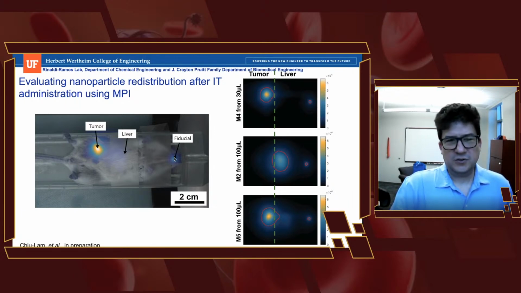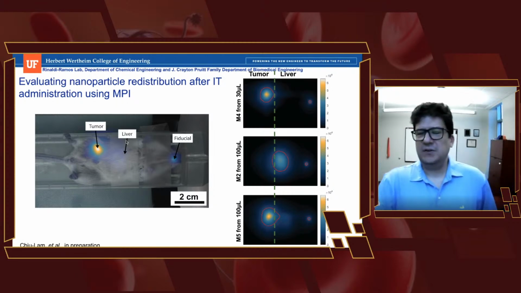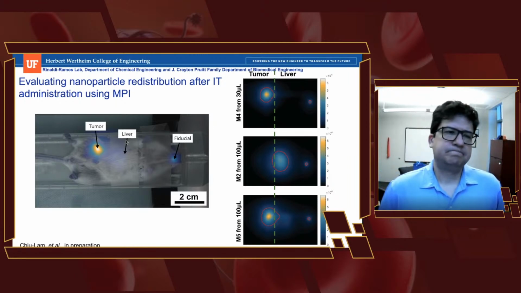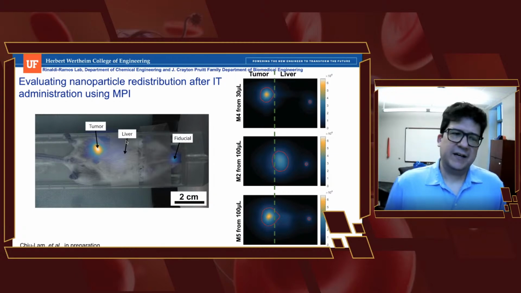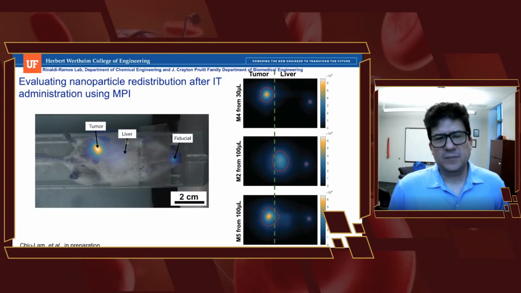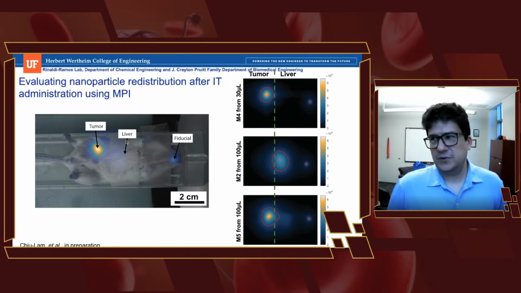This is a fiducial, so it's a known mass that's put in the sample bed. But then we would also see a signal in the liver, even though we were taking that image half an hour after particle administration. And in fact, we did this for several animals, and we found that in about a third of the mice, the particles rapidly redistributed from the tumor to the liver.